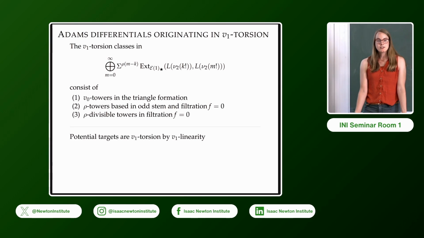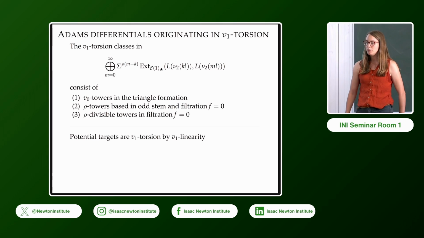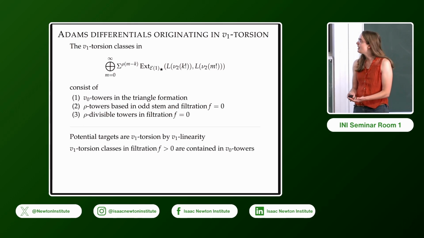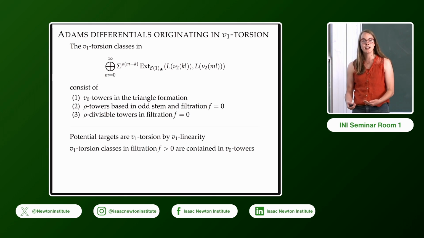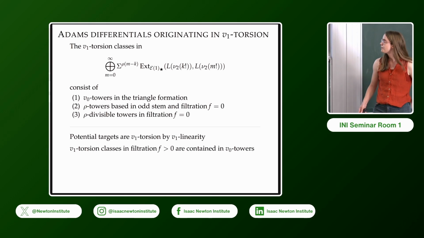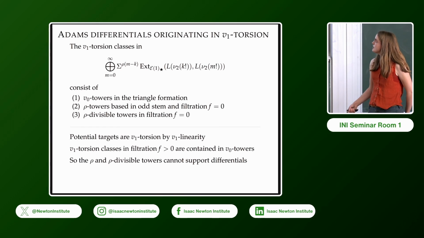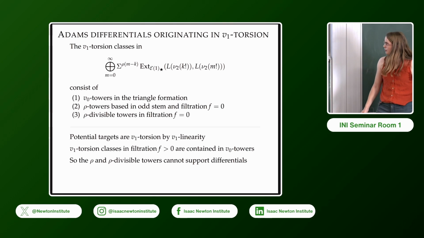So any potential targets for these differentials have to be V1 torsion by V1 linearity. And V1 torsion classes in filtration F greater than 0 are contained entirely in the V0 towers, at least at the E2 page. And so the row and row divisible towers, these can't support differentials because, well, the V0 towers, they didn't have any non-zero multiplication by row.